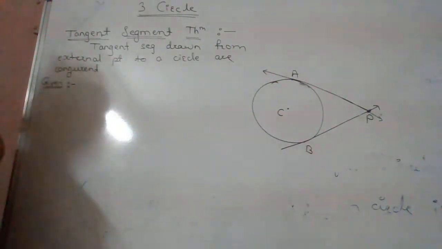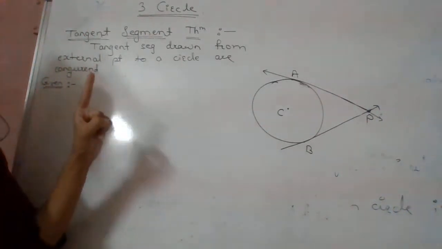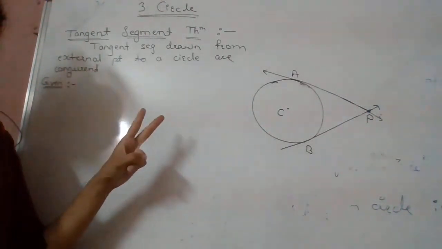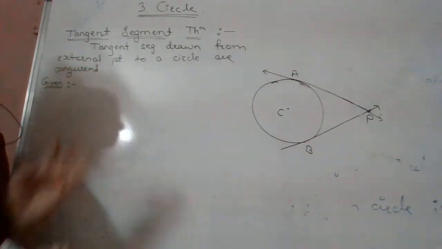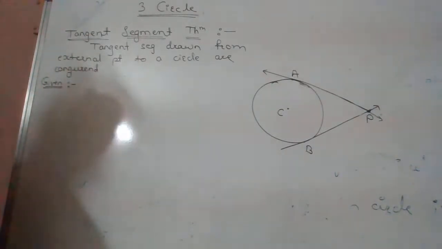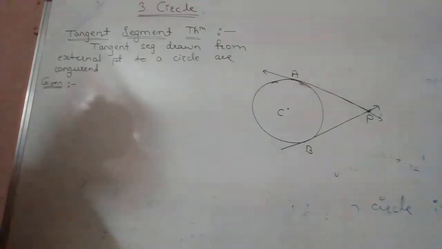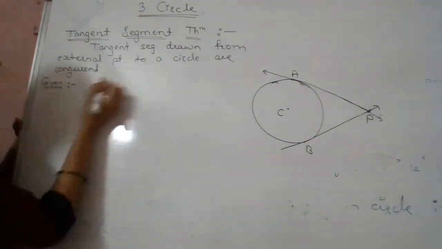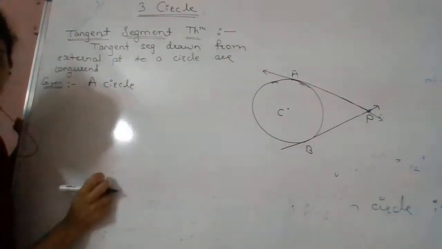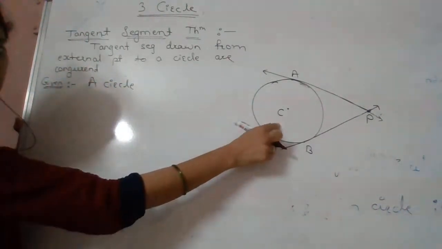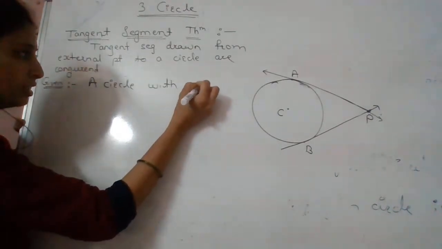It is very easy. Whenever you are going to prove any theorem, first you require the given, the to prove, and next, if you are doing any construction, write down the construction, and finally we start with the proof. So before starting with the proof, let me write down the given things. What is the given? Given a circle. What is the name of the circle? A circle with center C.